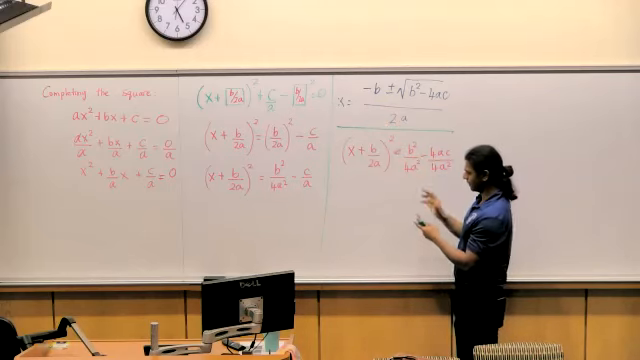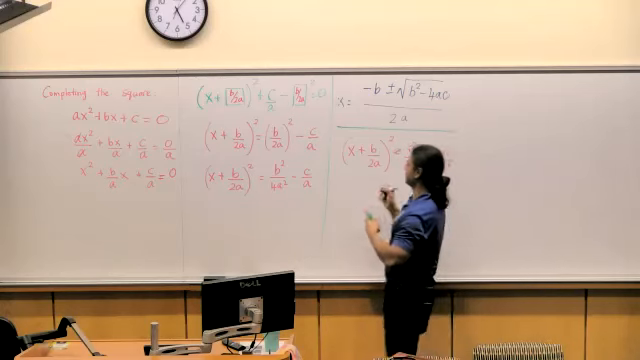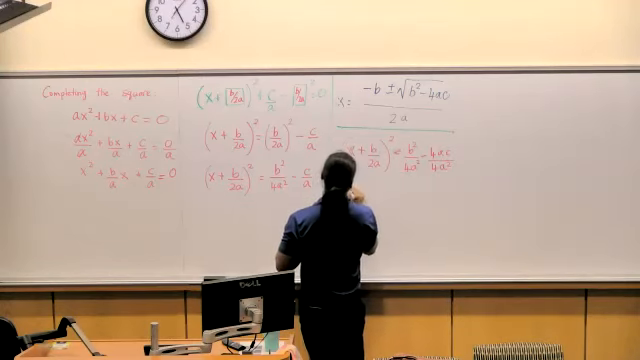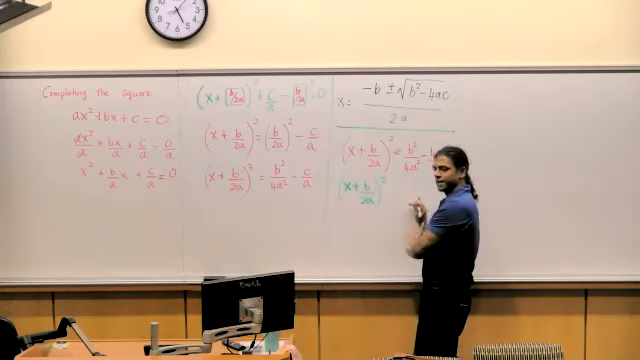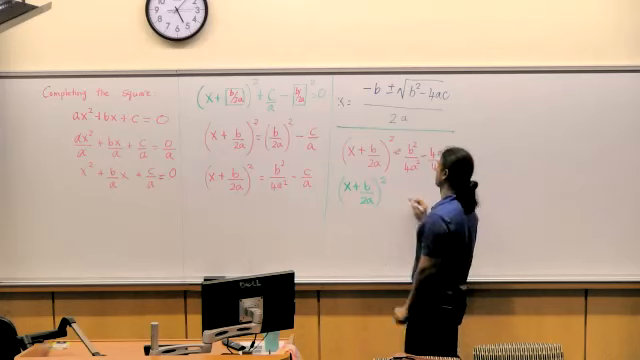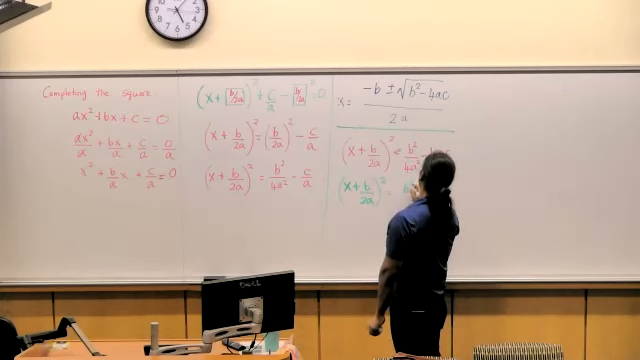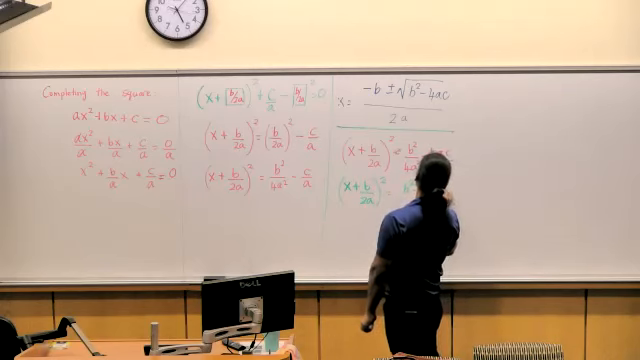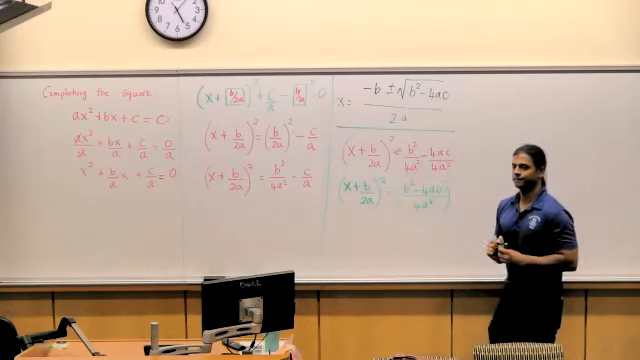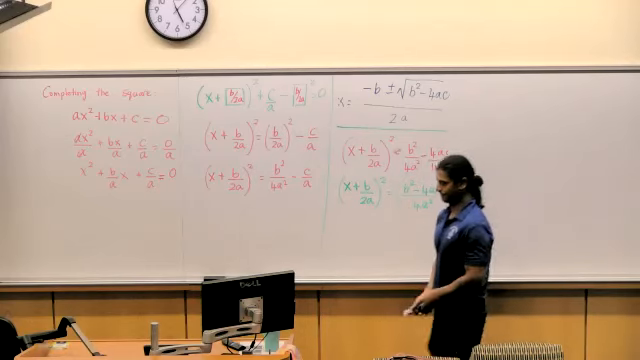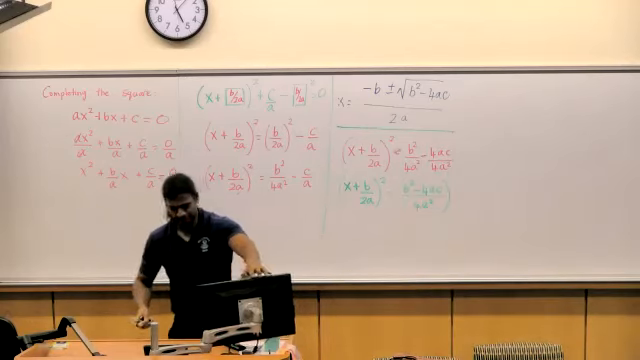Good. So, what is the completed version? x plus b over 2a squared equals b squared minus 4ac divided by 4a squared. You can put that in your notes.